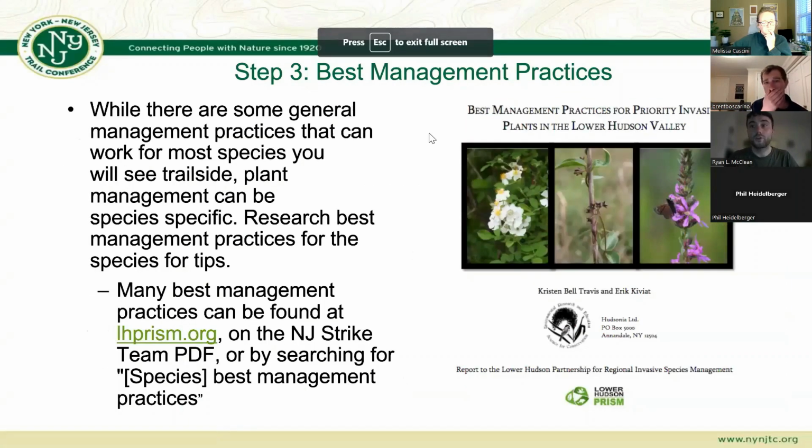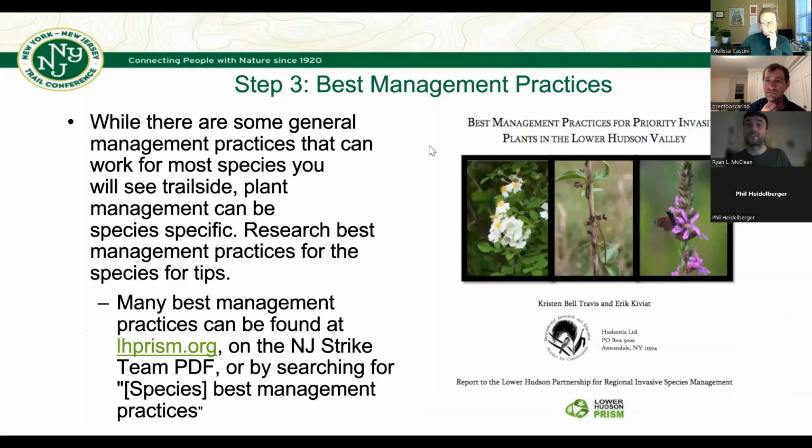So after you determine phenology, another step is looking at best management practices that are available. There are definitely some general management practices that I'll get into that would work for most species that you see trailside, but plants are very unique from species to species, and management can be specific. So researching those best management practices beforehand will give you some tips that will help you along the way.